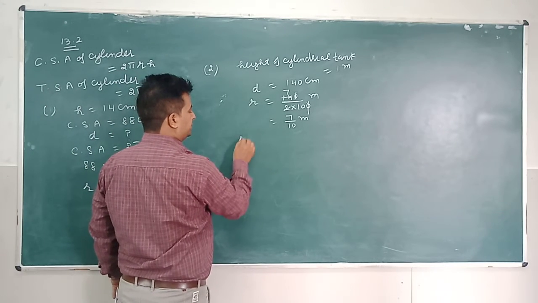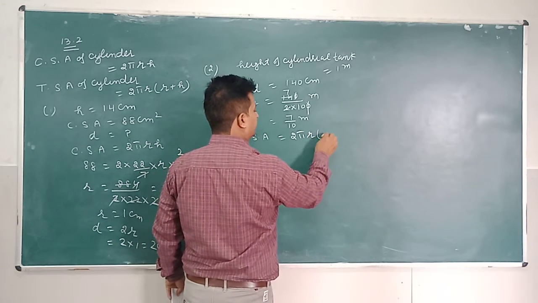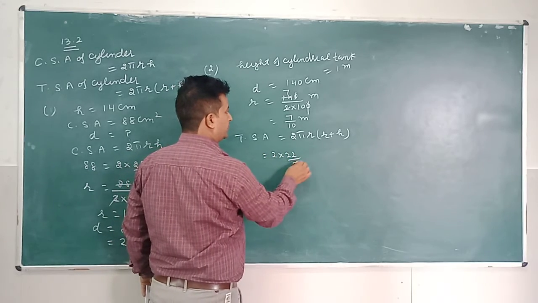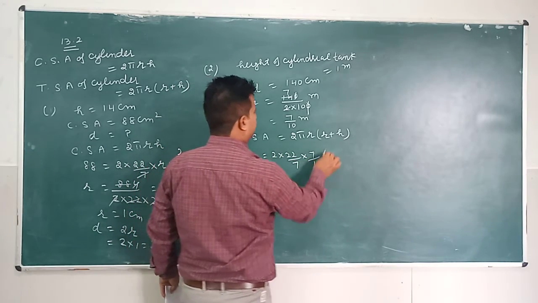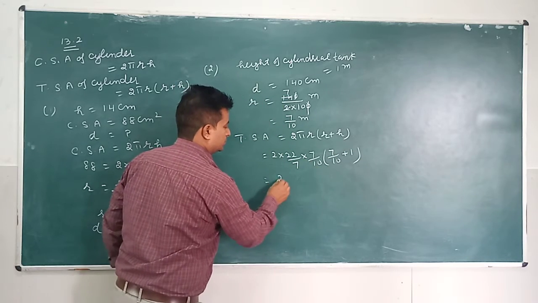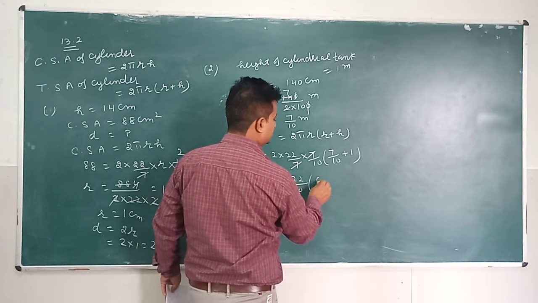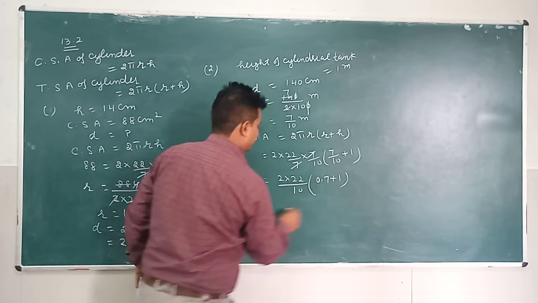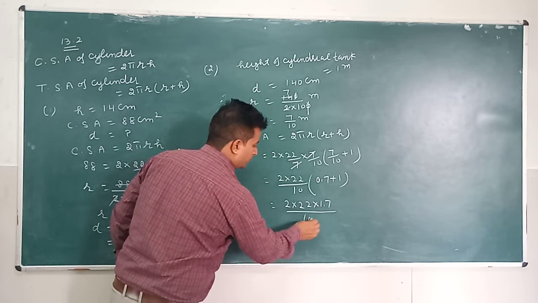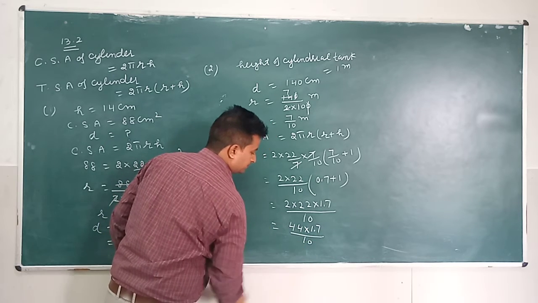So the sheet requirement is the total surface area of the cylinder, which is 2πr(r + h). In this, π is 22 by 7, r is 7 by 10, and h is 1. So this is 2, this cancels out, 22 upon 10, this is 0.7 plus 1. So this is 2 into 22 into 1.7 upon 10. This is 44 into 1.7 upon 10.